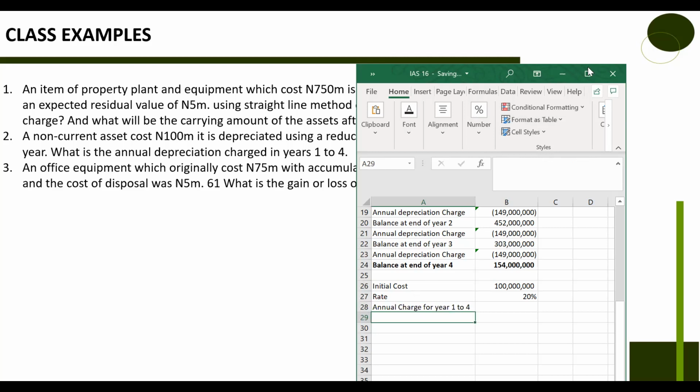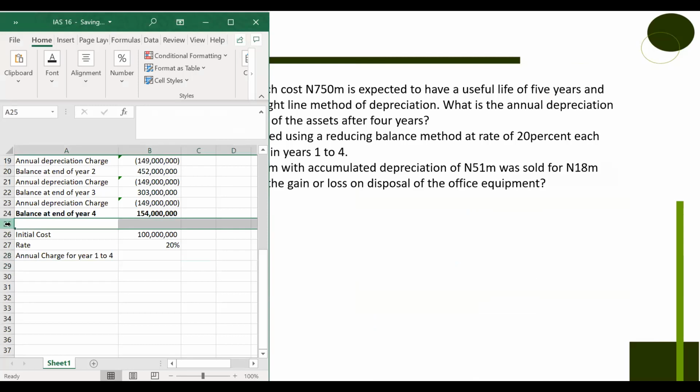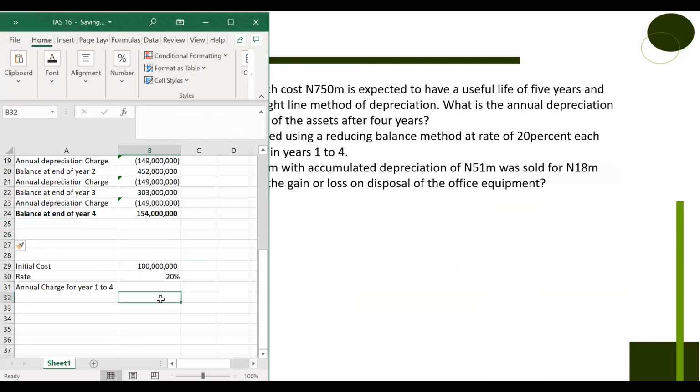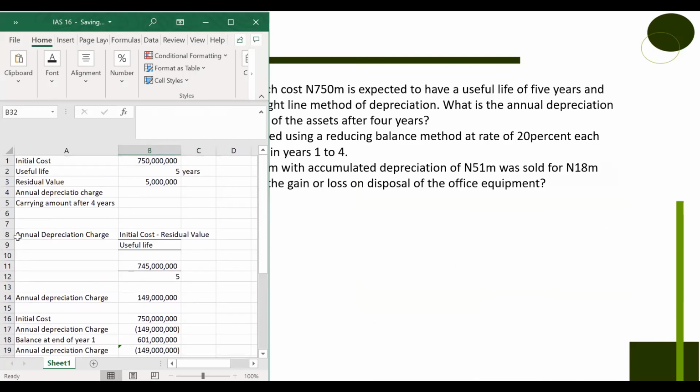That is the question. So we can go back to our full screen to solve this. I'll show you the difference between reducing balance method and straight line method. Straight line method is initial cost minus residual value divided by the useful life. In some instances, the residual value can be 0. So in this case, they gave us residual value as 5 million.